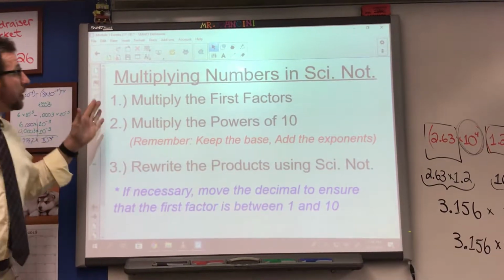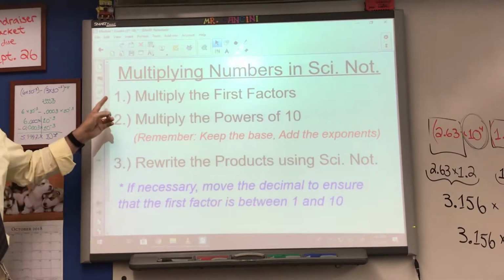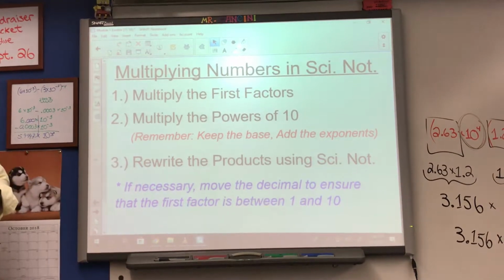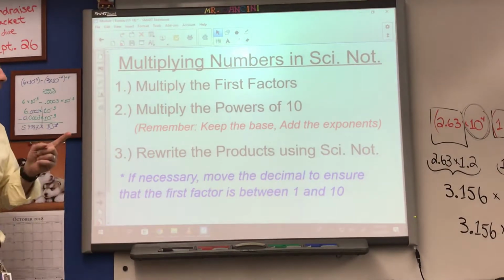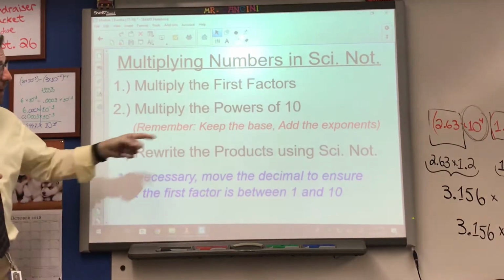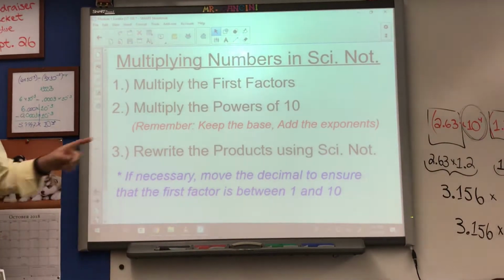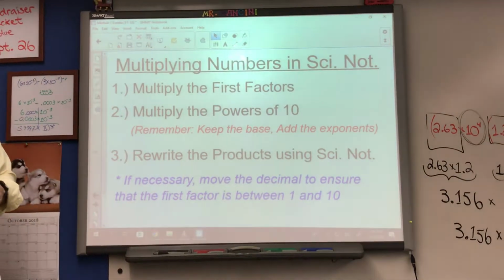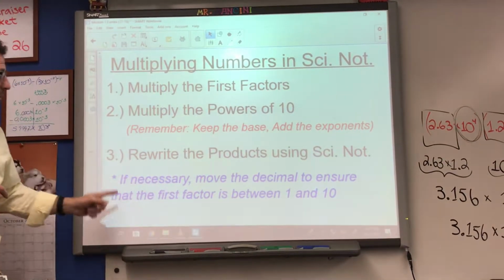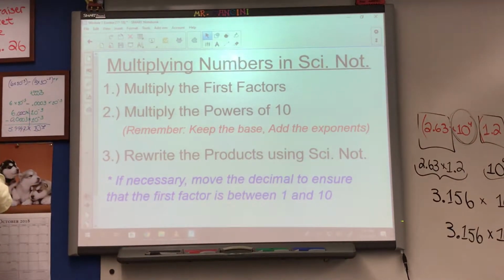Okay, so we know that when we're multiplying numbers in scientific notation, you would multiply the first factors, then multiply the powers of 10, almost like they're two separate problems. And remember, you should keep the base and add the exponents. Then you rewrite the product using scientific notation. If it's necessary, you have to move the decimal to ensure that the first factor is between 1 and 10.